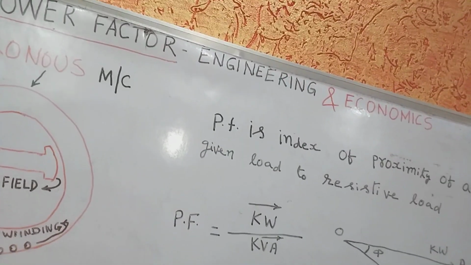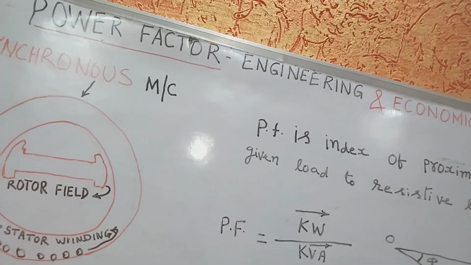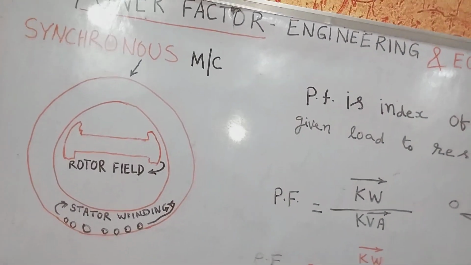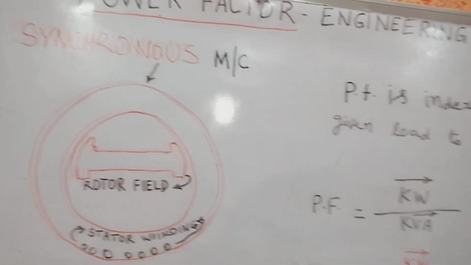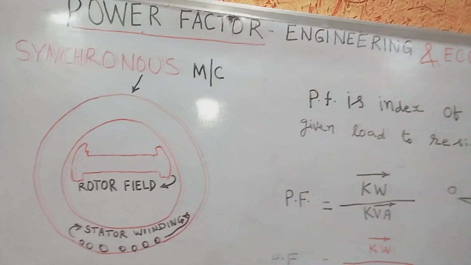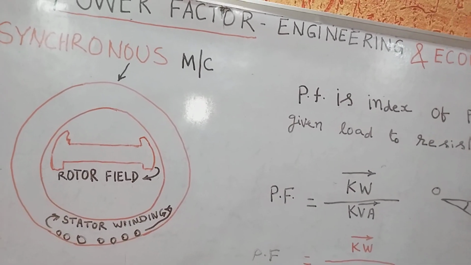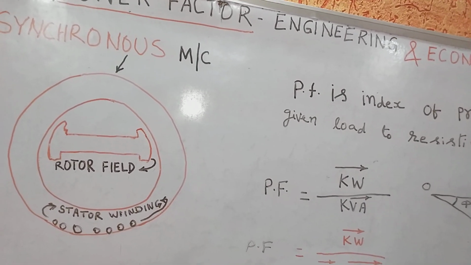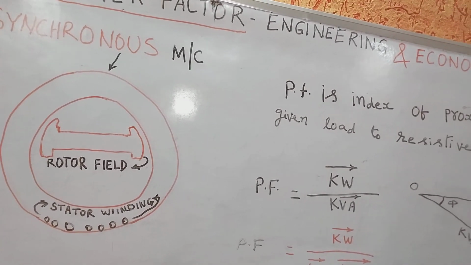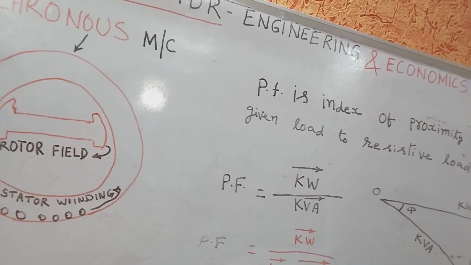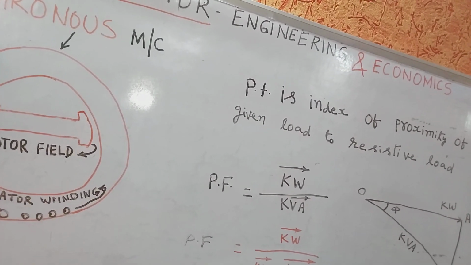Sometimes unloaded synchronous machines are installed in power systems solely for power factor correction. However, such installations are done over 600 kVA capacity only, and such machines are called synchronous condensers. Maybe more economical on the larger side. Yes, definitely more economical on the larger side.